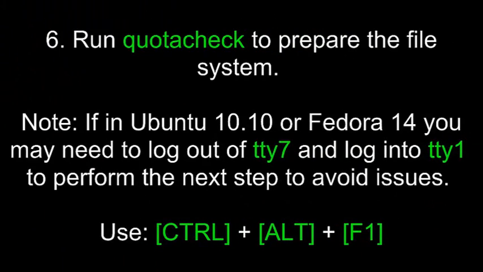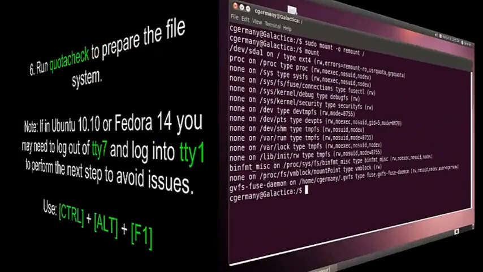Run quota check to prepare the file system. Note, if in Ubuntu 10.10 or Fedora 14, you may need to log out of TTY7 and log into TTY1 to perform the next step to avoid issues. To do this, use Control, Alt, and then press F1 to go to TTY1. When you're done, use Control, Alt, and press F7 to go back to TTY7.